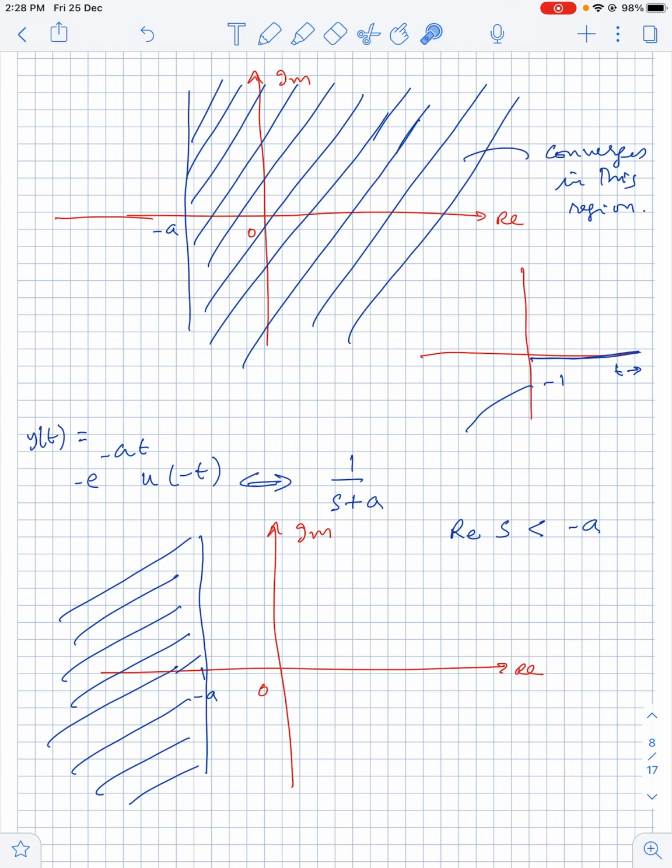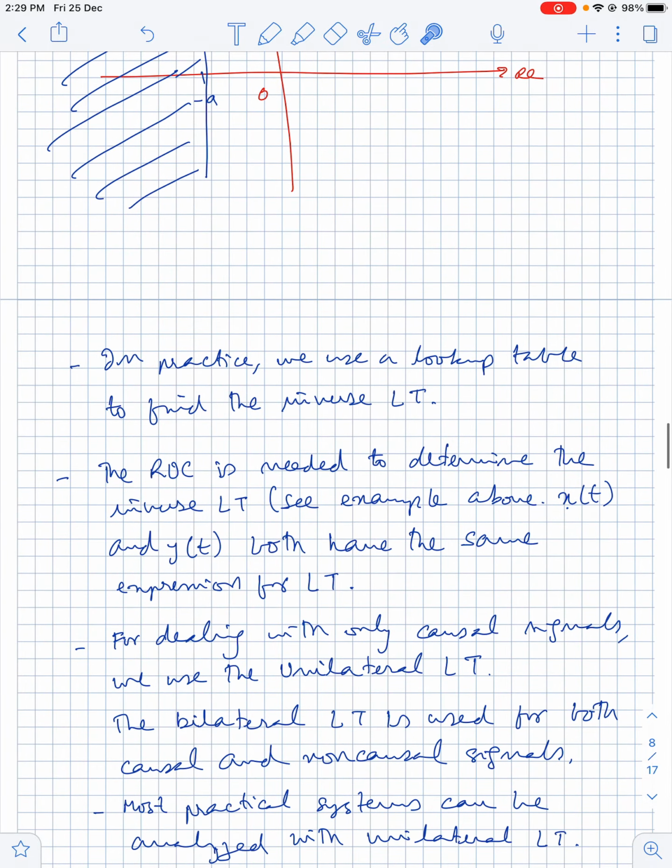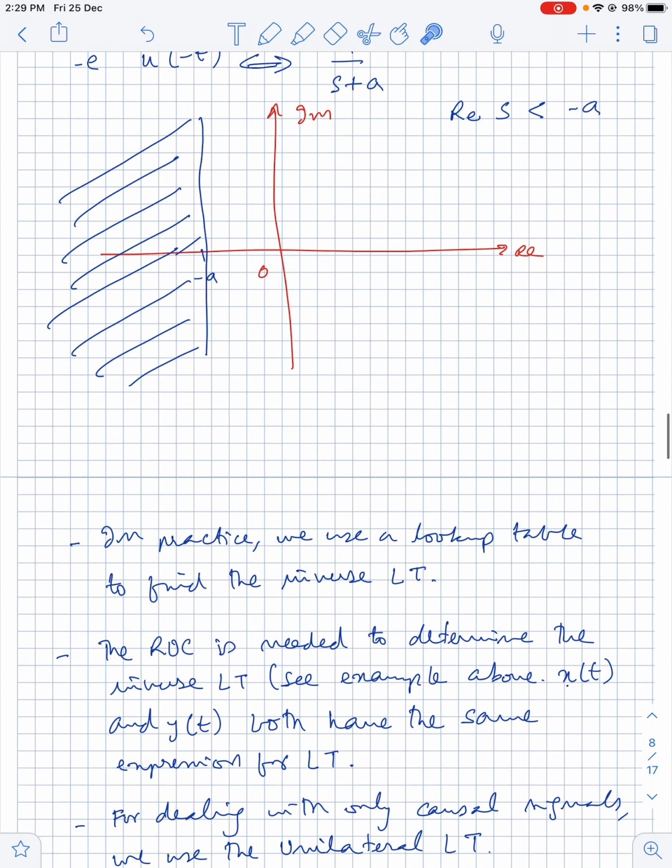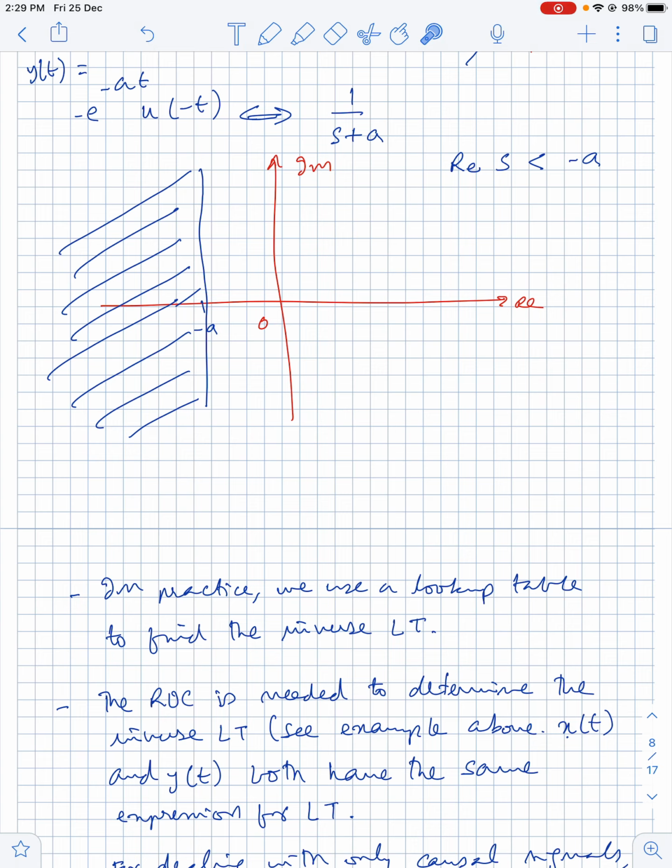So in case we are restricting ourselves to the unilateral Laplace transform, then we will most likely not have to mention the ROC, because we know we are going to deal with only causal signals. That becomes important when we want to compute the inverse Laplace transform. Fine. So get the idea clear about what the ROC is and what it means. ROC indicates where the Laplace transform exists.